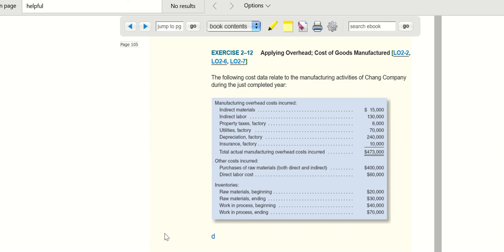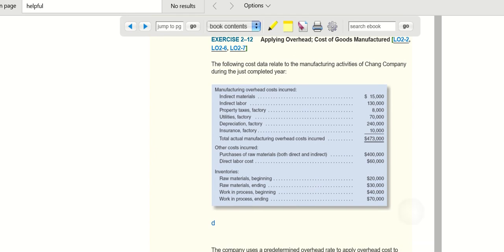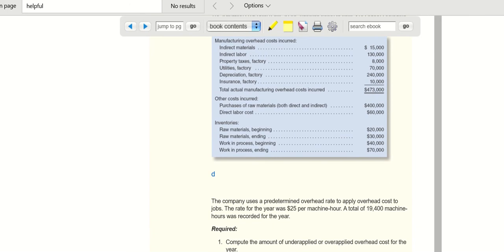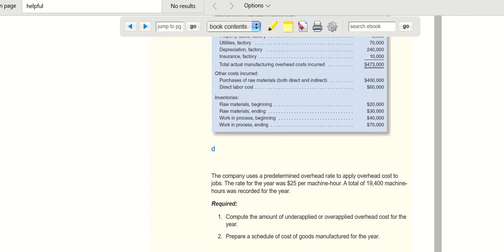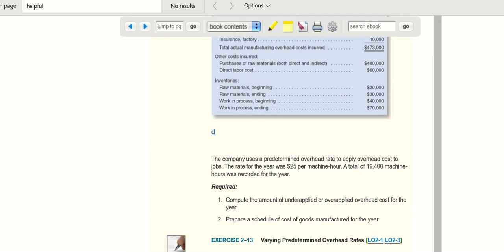Aloha class, I wanted to do a video on exercise 2-12, applying overhead and cost of goods manufactured. This is the following data that relates to the company, and the company uses a predetermined overhead rate to apply overhead at cost to jobs. The rate for the year is $25 per machine hour. A total of 19,400 machine hours was recorded for the year.